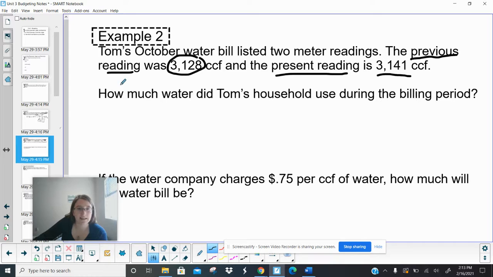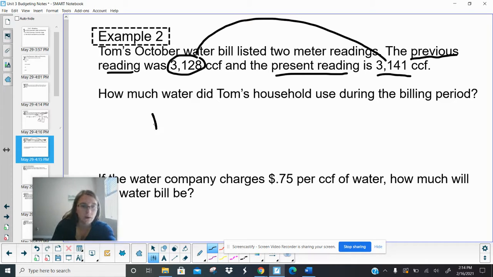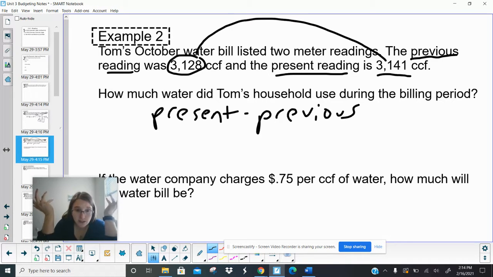So this first question says, how much water did Tom's household use during this billing period? Well, again, the meter does not reset. It just keeps reading. So how much they used is actually the difference between these two numbers. What should we do to find a difference between these two numbers? That is to subtract. It is going to be the present reading minus the previous. Because again, the meter doesn't reset. It just keeps reading how much is going into the house.